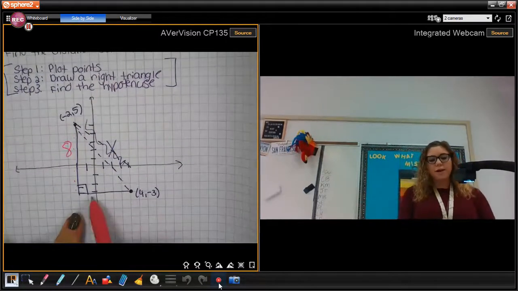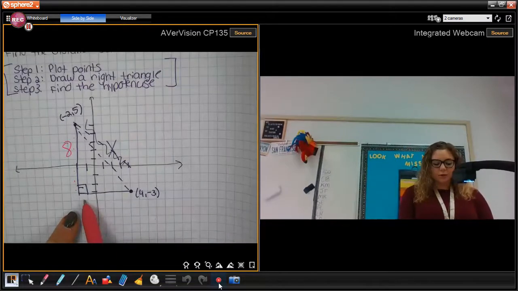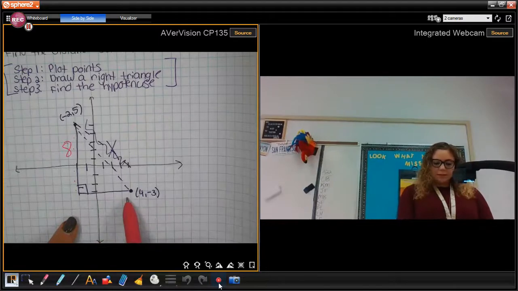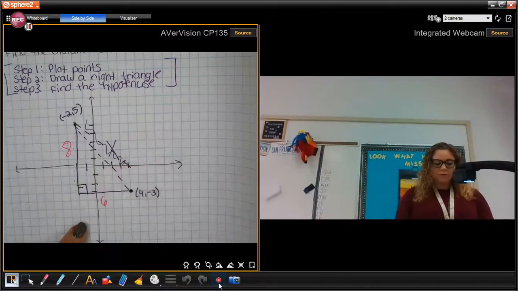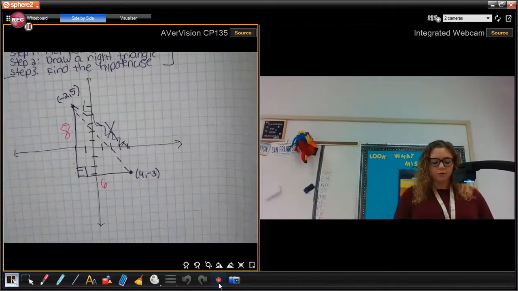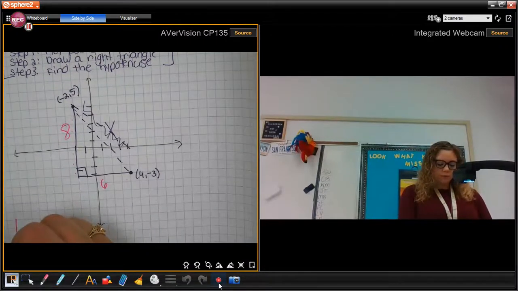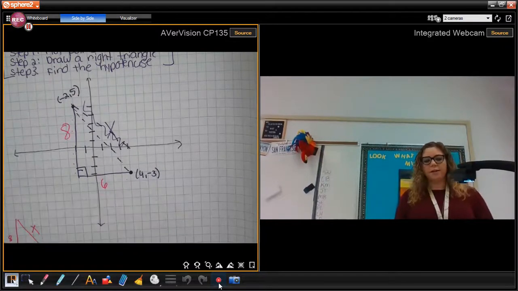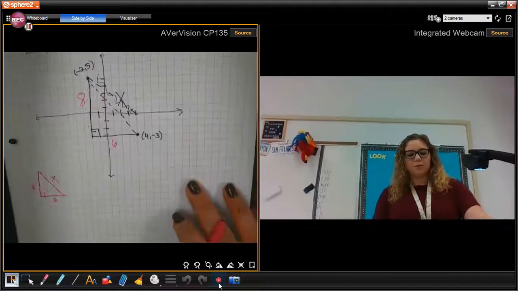So now you're going to find the length. So you're going to count the blocks. 1, 2, 3, 4, 5, 6. Okay, so now you have your legs and you're trying to find your hypotenuse. Okay, so now if you redraw it, you have 8, 6, and you're trying to find that side right there.